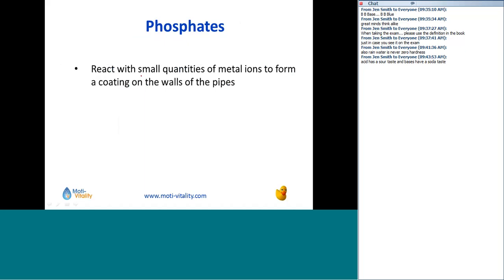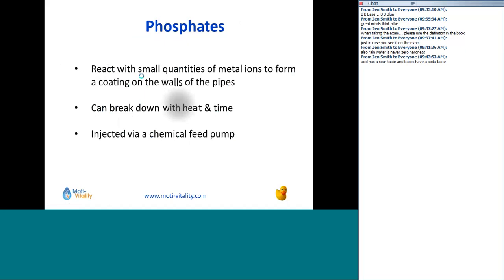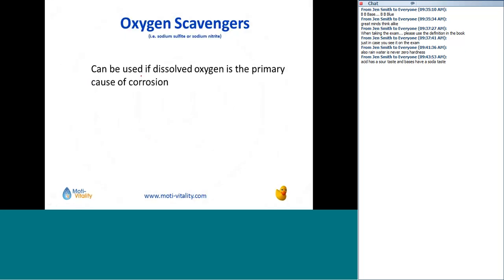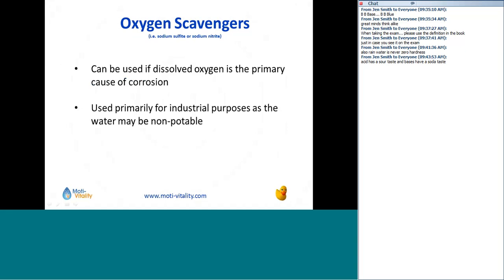Phosphates react with small quantities of metal ions to form a coating on the walls of the pipes. They can break down with heat and with time, and they're usually injected via chemical feed pump. Oxygen scavengers like sodium sulfite or sodium nitrate can be used if dissolved oxygen is the primary cause of corrosion. They're used primarily for industrial purposes, as you usually can't drink the water after you put those in there.